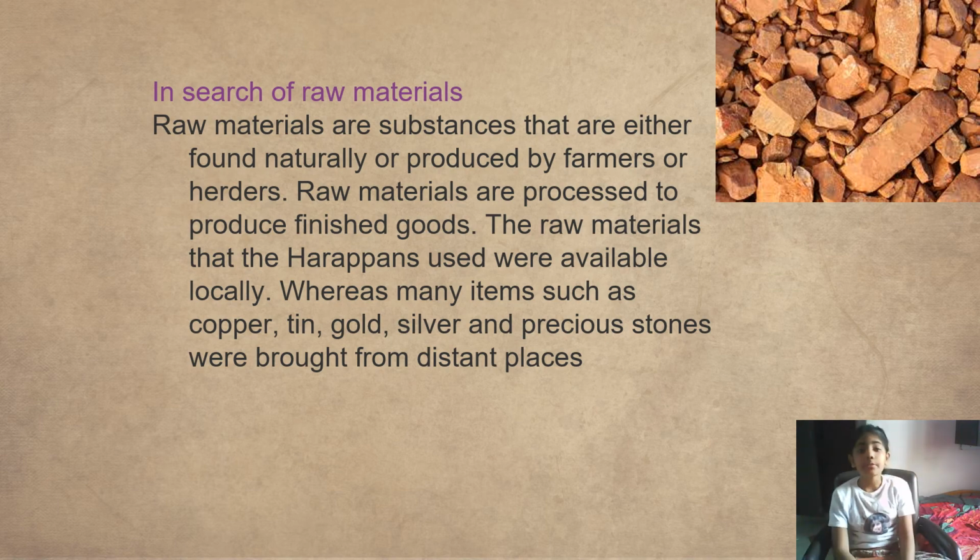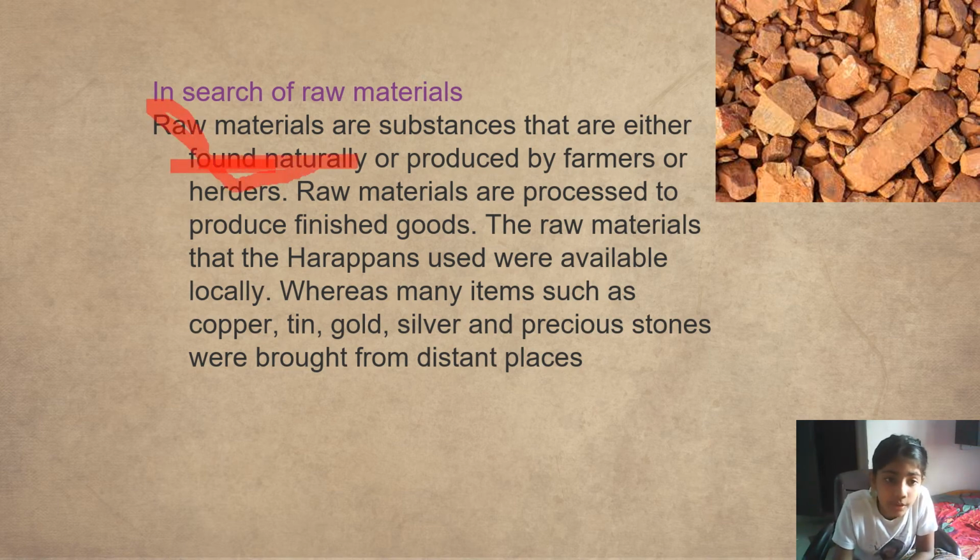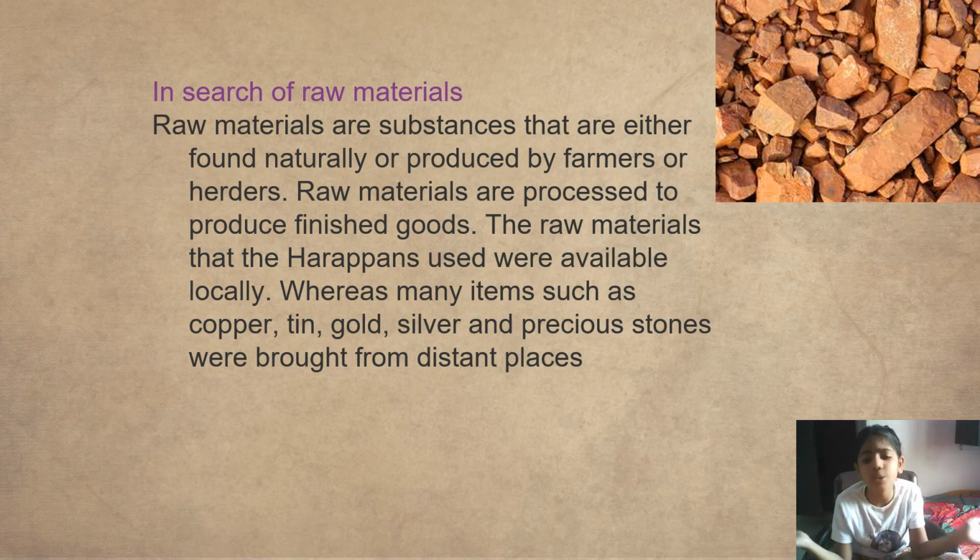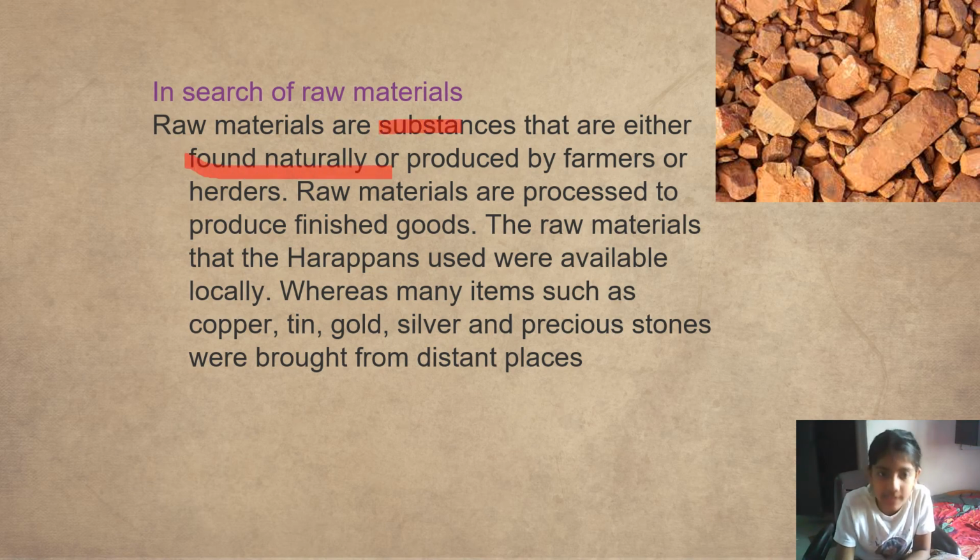In search of raw materials, do you know what raw materials are? Substances that are either found naturally or produced by farmers or herders are called raw materials. So you can just think of it as found naturally. When someone asks you what raw materials are, you can say: materials which are found naturally. That's all. Raw materials are used in the process to produce finished goods.